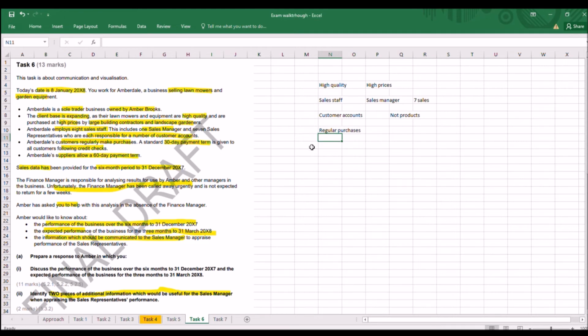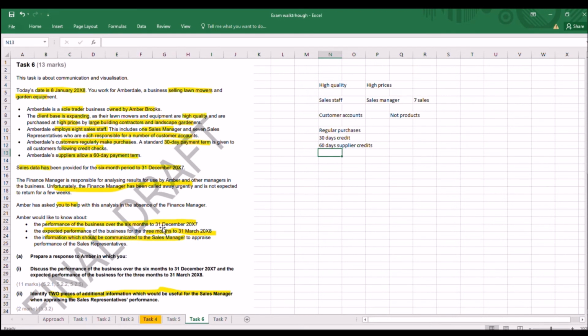There's 30 days credit. Okay, 30 days credit. Subject to credit checks in case that's an issue. Amberdale suppliers allow 60 days supply credit. Okay. Got a bit of a working capital gain there if that comes into it. Sales data provide the 6-month period to the 31st of December. Okay, finance manager is responsible for analysing the results, but she's called away. All right, okay. So now you're going to ask. That's the typical scenario. So you're going to have to now do the answer.